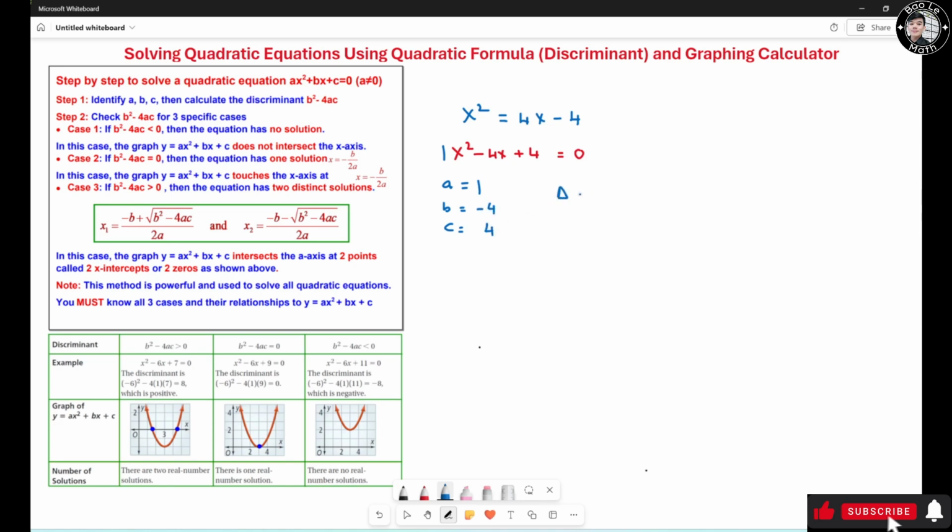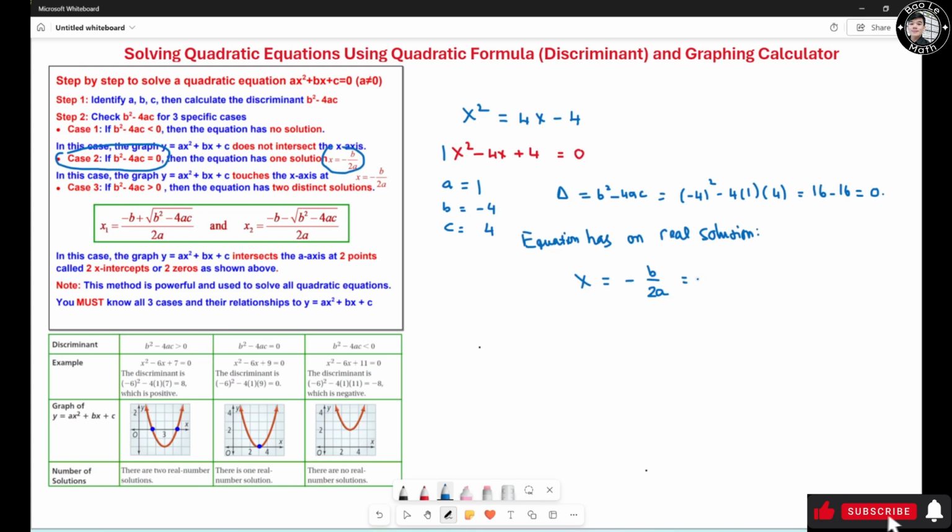So the discriminant delta equals b squared minus 4 times a times c. So it's going to be -4 altogether squared minus 4 times 1 times 4, right? So it's going to be 16 minus 16 equals 0. So because the discriminant b squared minus 4ac equals 0, it falls in the second case right here. The quadratic equation has one real solution, x equals -b over 2a right here.